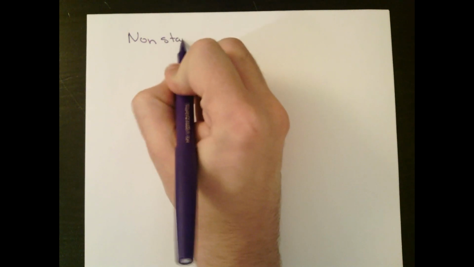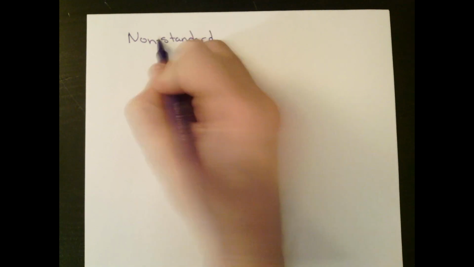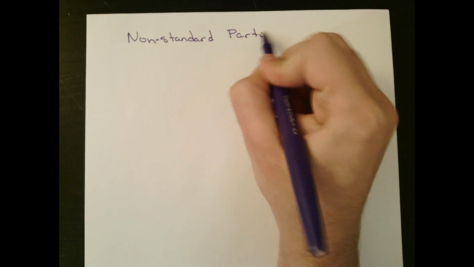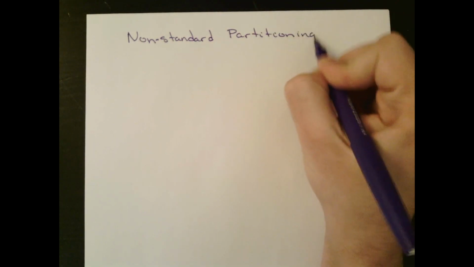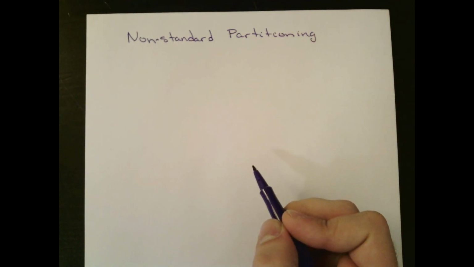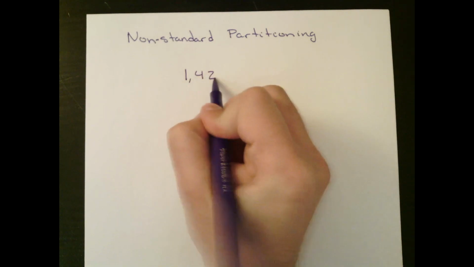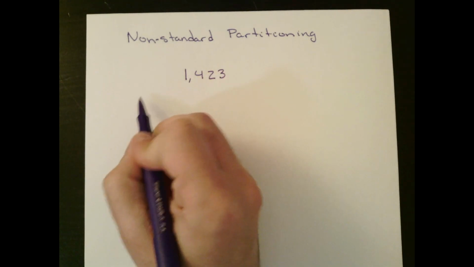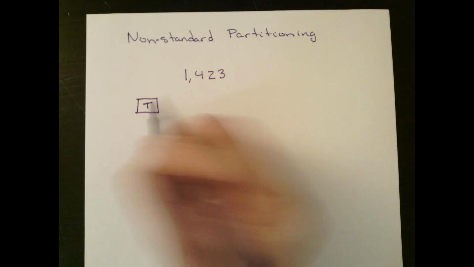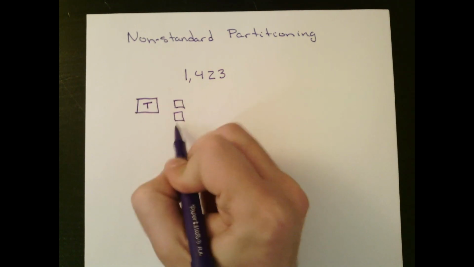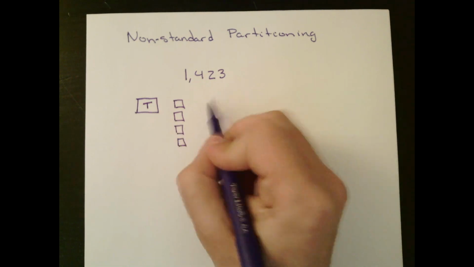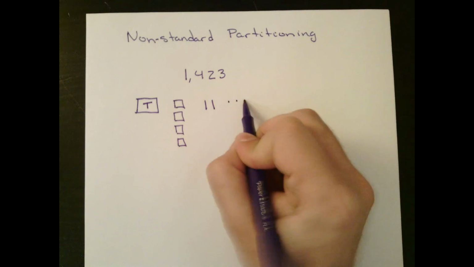Okay, in today's video we're going to be looking at what is called non-standard partitioning. So partitioning is just taking a number and representing it however that number is built. So let's say our number was 1,423. We'd represent that number as 1,000, 400s, 2 10s, and 3 1s.